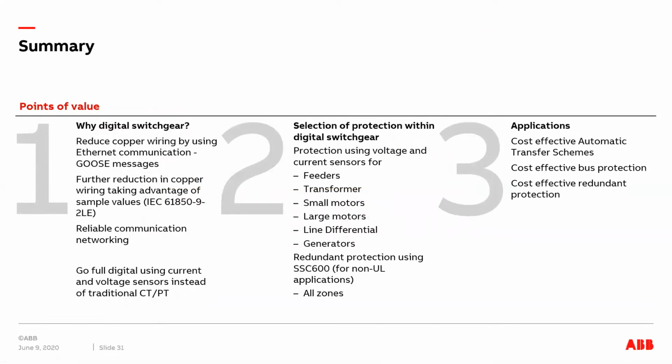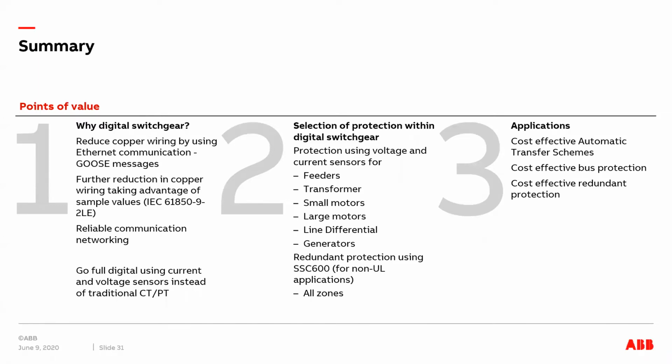Okay, so in summary, why digital switchgear? Number one, it reduces copper wiring by using Ethernet communication and using GOOSE messages. Further, it reduces copper wiring, taking advantage of sampled value sharing based on the IEC 61850-9-2 LE standard, and we can design reliable communication networking to make sure that no information is lost at any point in time, and we can go full digital using the current and voltage sensors instead of traditional CT and PT.